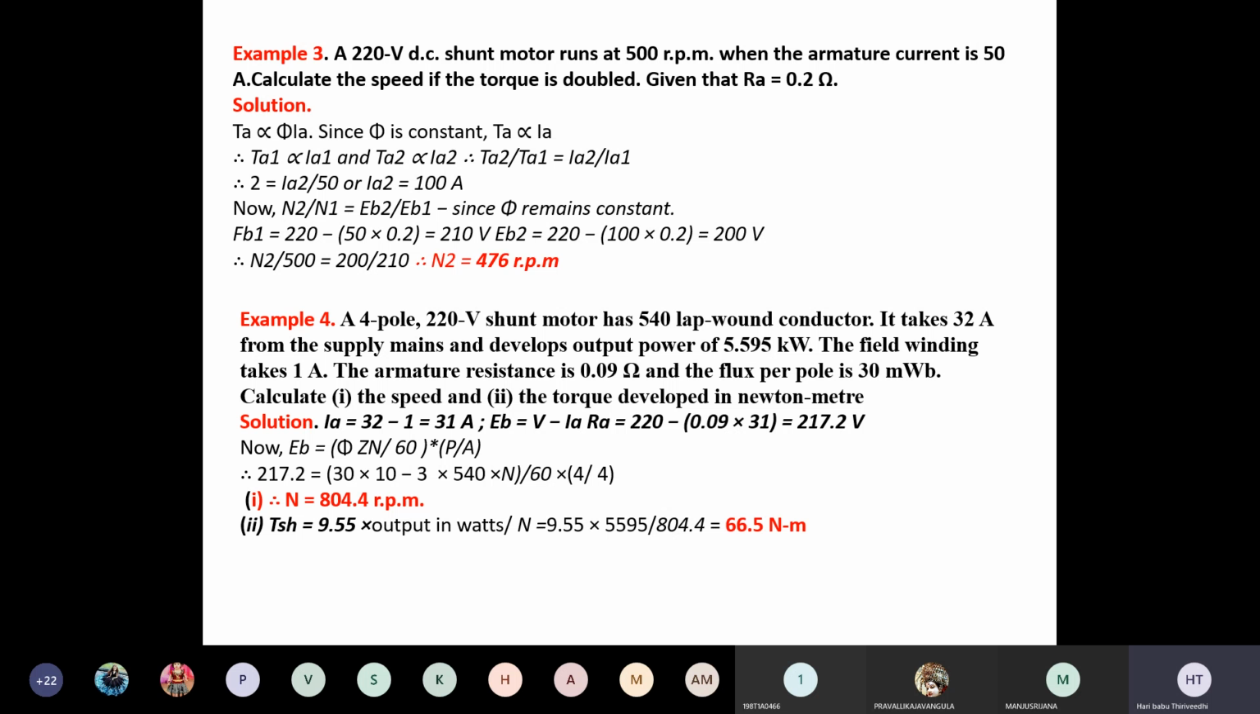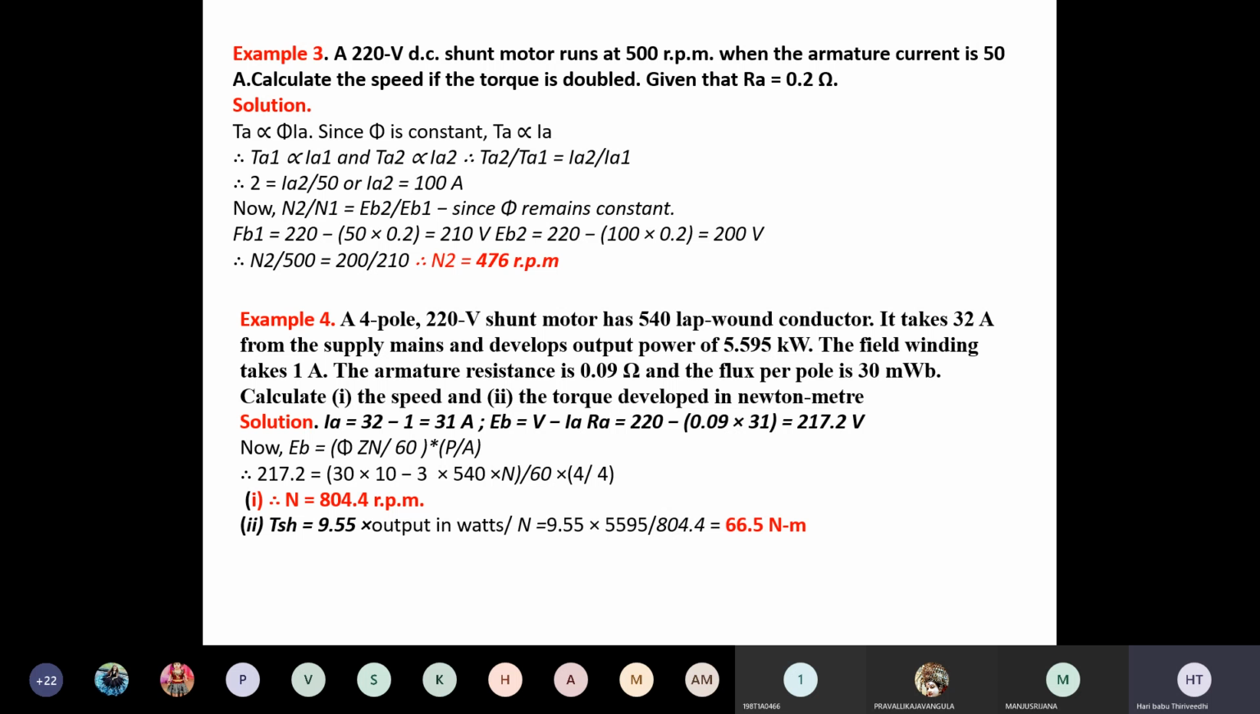So they have given IA. Look at the problem once again. The shunt motor takes 32 ampere, that is IL, and output power is 5.595 kilowatt. The field winding takes 1 ampere, that is ISH. They have given IL and ISH. Therefore IA is equal to IL minus ISH.